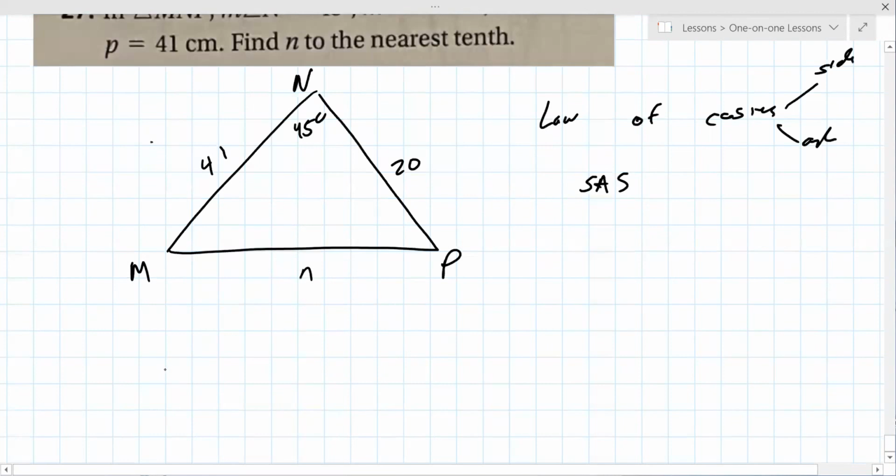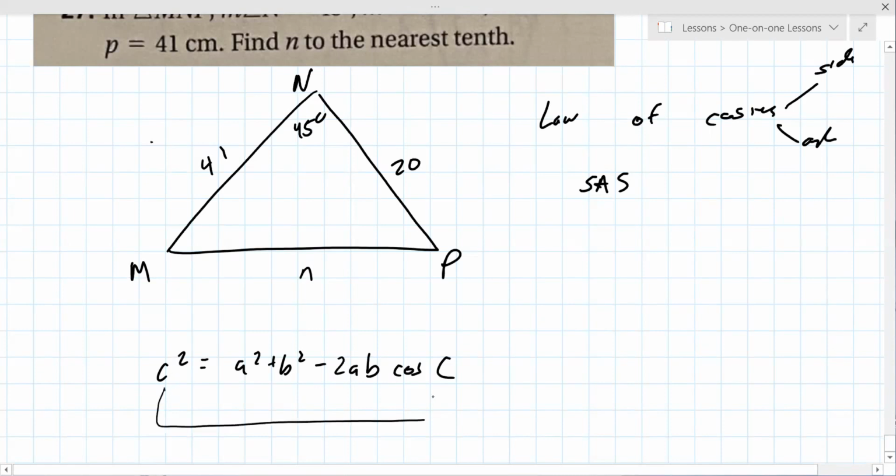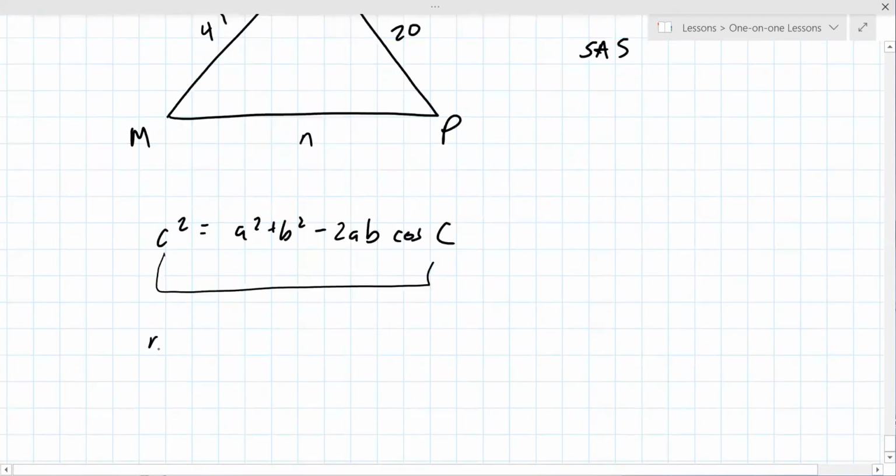So you probably saw this in your book. It's like c squared equals a squared plus b squared minus 2ab cosine C. You probably saw something like that. So the side you're solving for is across from the angle. So in your problem, c is really n. And that's always true. So what are a and b?